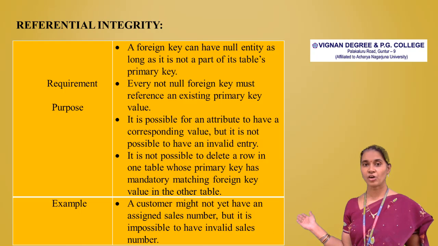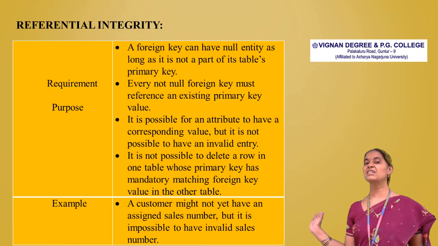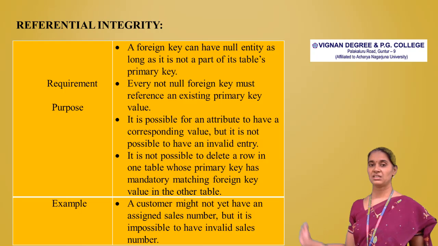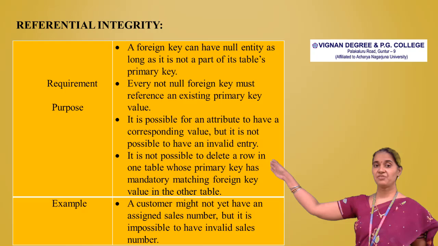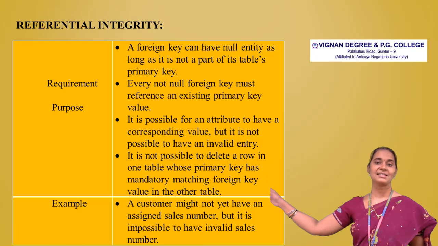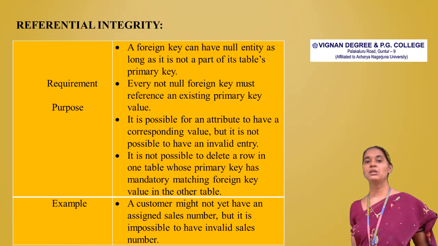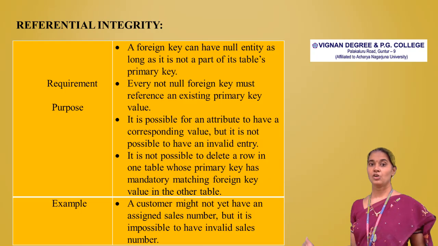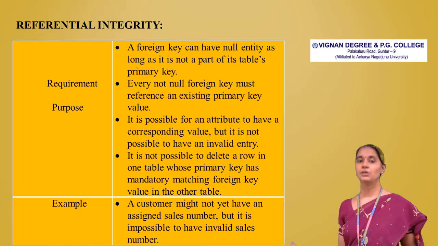Every not null foreign key must reference existing primary key values. A not null foreign key must reference existing values of the table. That means if I define 1, 2, 3 as S numbers in the S number column of the student table, those numbers can be used here in the foreign key. Non-existing values should not be used.